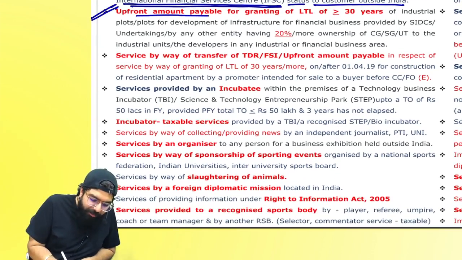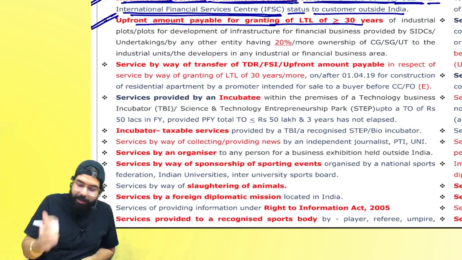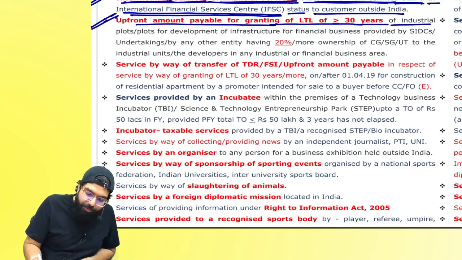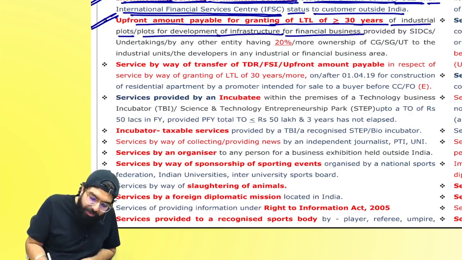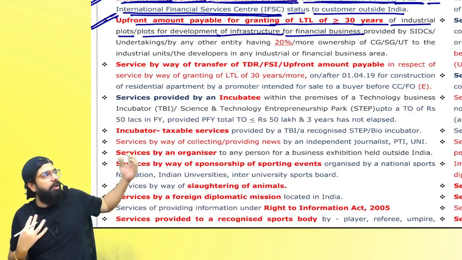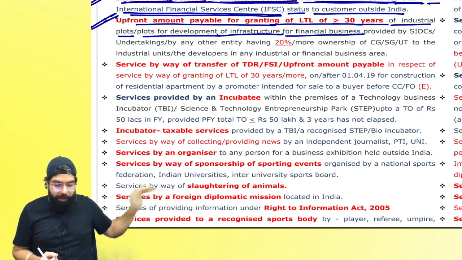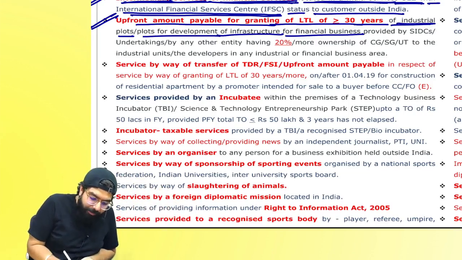The next is upfront amount payable. Upfront amount payable for granting of long-term lease of greater than 30 years of an industrial plot or plot for development of infrastructure for financial business. So whenever a long-term lease of land is given to a person, say the government has given a long-term lease of land to a person, for what? For him to go ahead and develop an industrial plot, so that he can develop what?